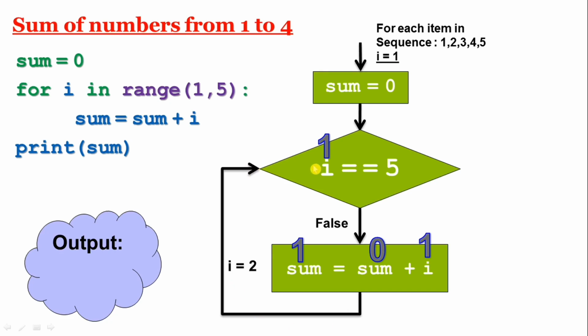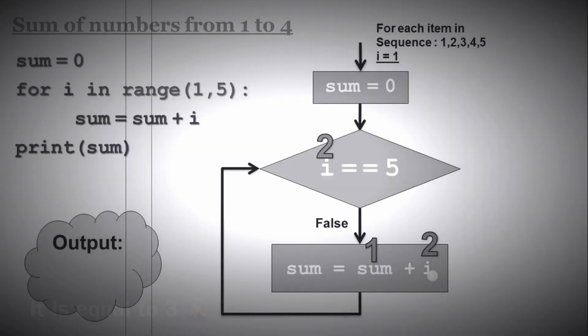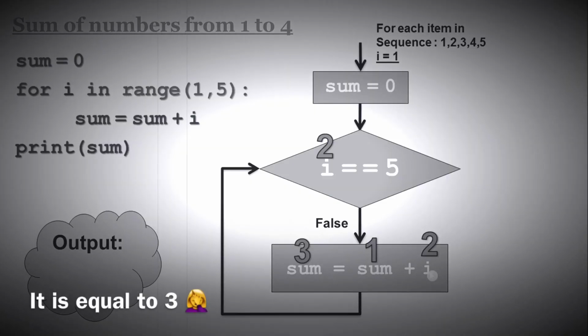But before going, i will be equal to the second member of the sequence. 2 is equal to 5? It is false. This sum is the old sum. This is the new sum. So our old sum was 1. i is equal to 2. 2 plus 1 is equal to 3.